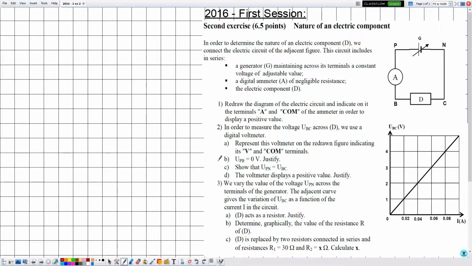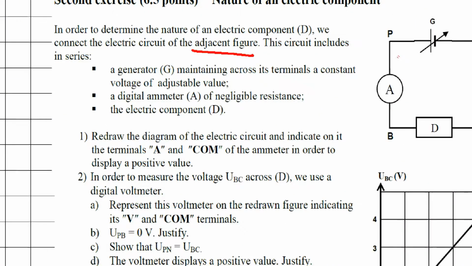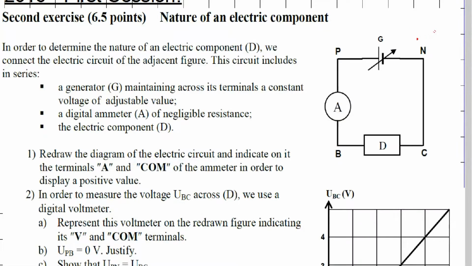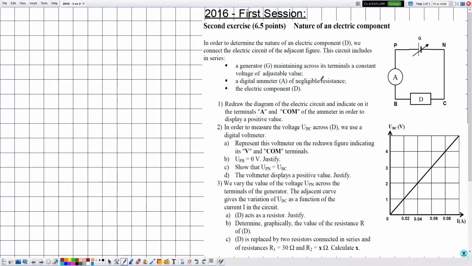In order to determine the nature of an electric component D, we connect the electric circuit of the adjacent figure. They mentioned the adjacent figure, so now we can use it. This circuit includes in series a generator G maintaining across its terminals a constant voltage of adjustable value. Adjustable value means that the voltage of the generator can be changed, and this arrow on the generator means that it is of adjustable value. A digital ammeter A of negligible resistance, the electric component D.